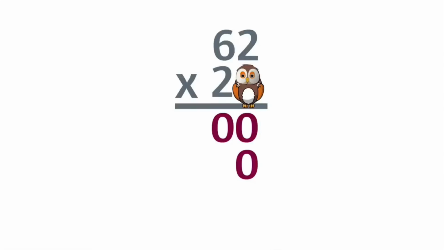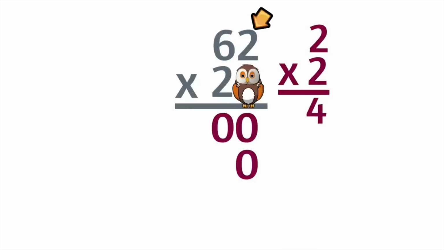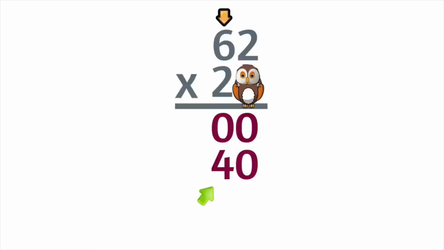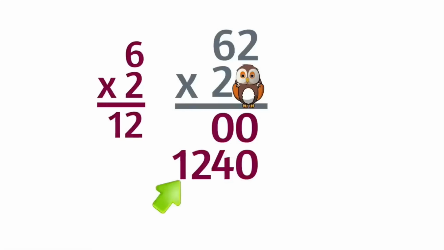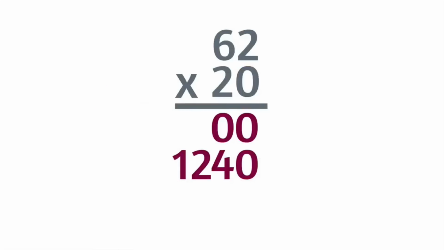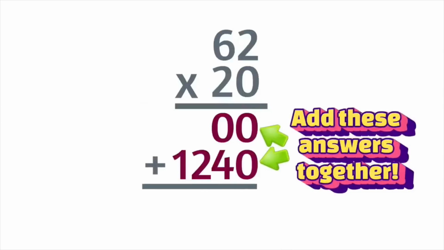Now we multiply like we did before, except we are multiplying by this digit in the tens place. We multiply across 2 times 2. What is 2 times 2? 4. That's right, 4. We put the number 4 right here. And what is 6 times 2? 12. Yep, 12. We put the number 12 down here. Awesome. We're almost done. All we have to do is add these answers together.